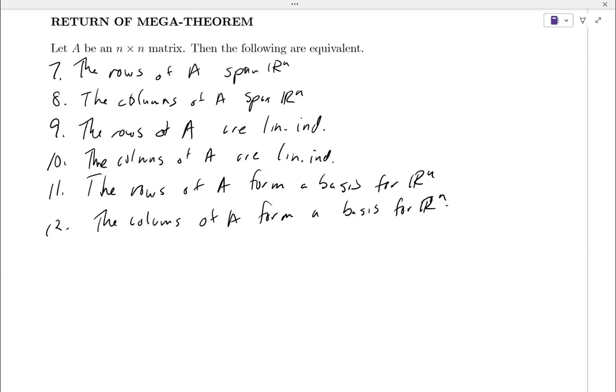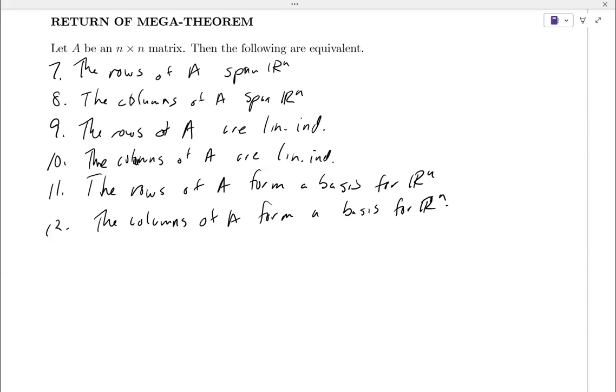Why can I not spell columns today? I keep forgetting the N. Well, this one's a little messier. Oops, a U, not an O. Anyway, can't spell today. It's fine. It happens.